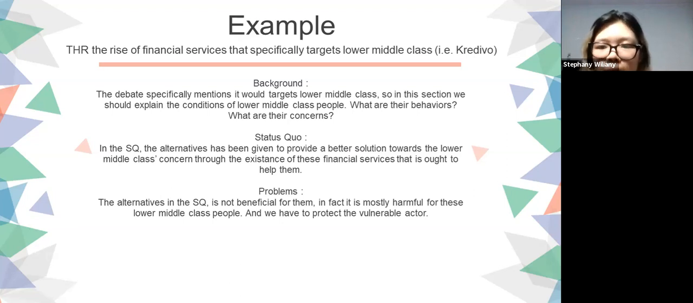Basically, we are explaining about these lower middle class people, our vulnerable actor in this motion. Secondly, we're moving on towards the status quo. In the status quo, the alternative has been given to provide a better solution towards the lower middle class concern through the existence of these financial services that are all there to help them, right? So I explain the status quo that the financial services exist to help this kind of lower middle class people to give a better solution towards their concerns, right?